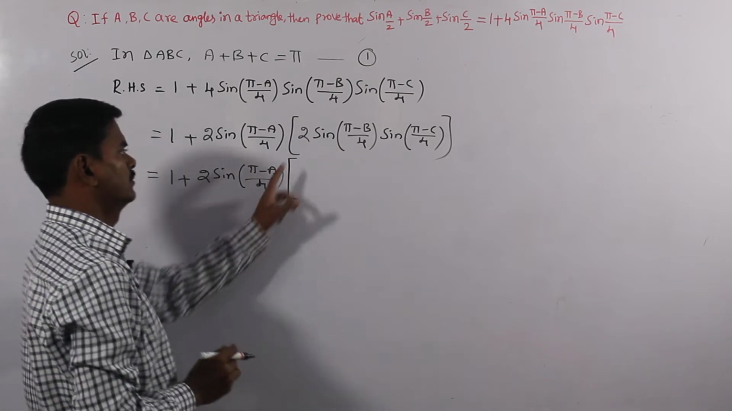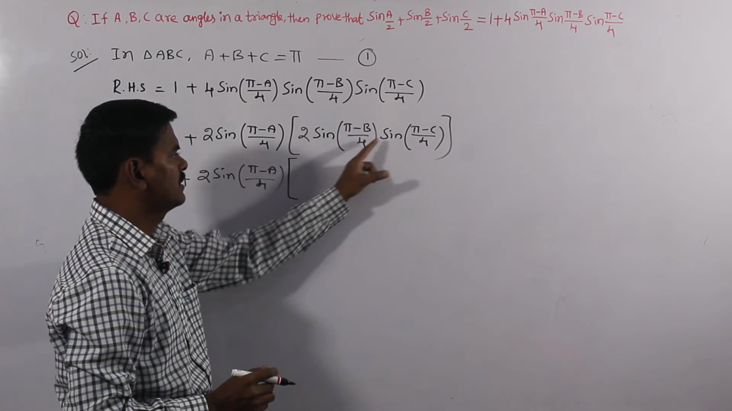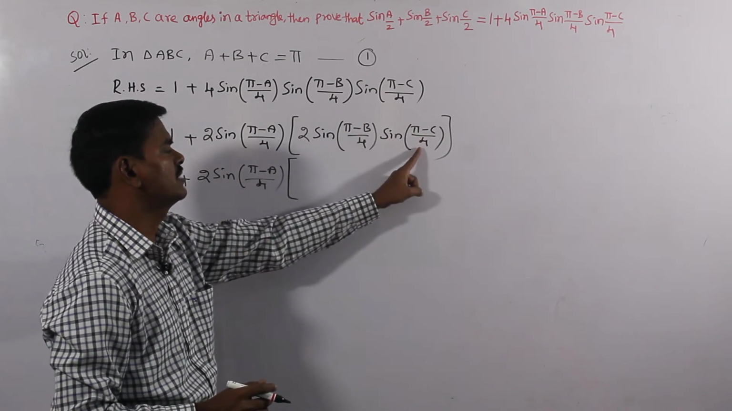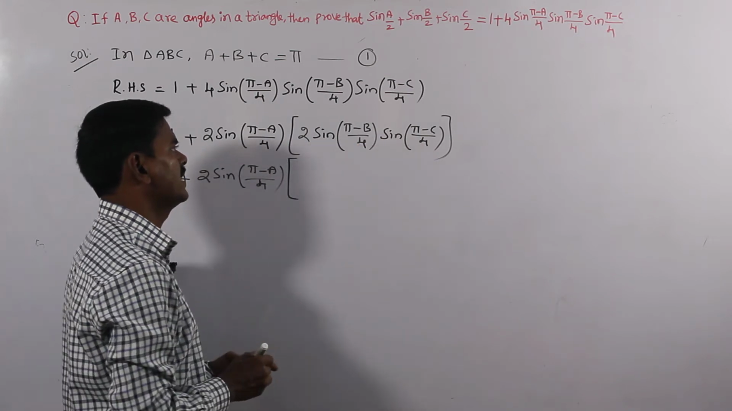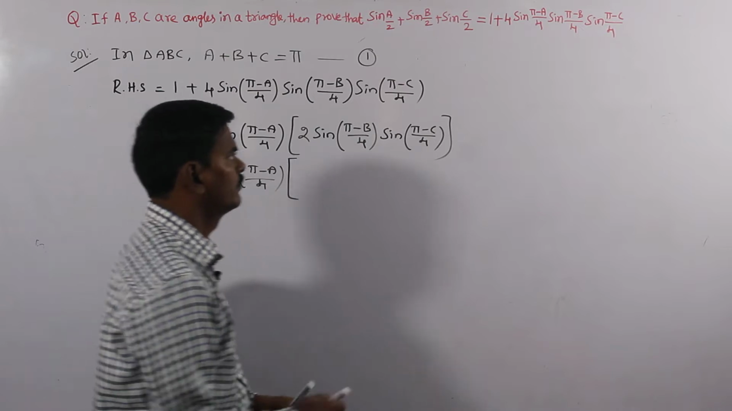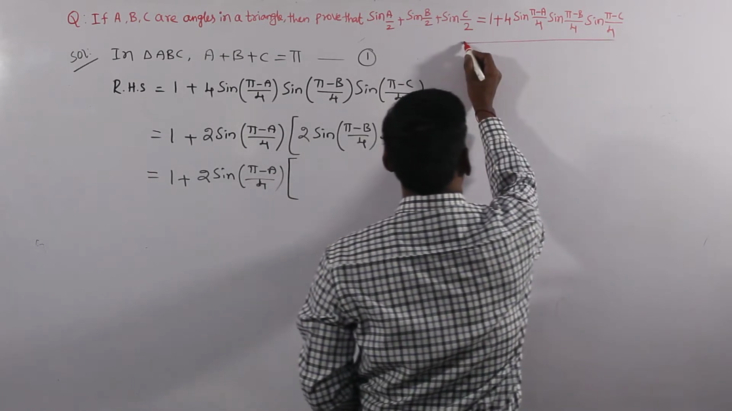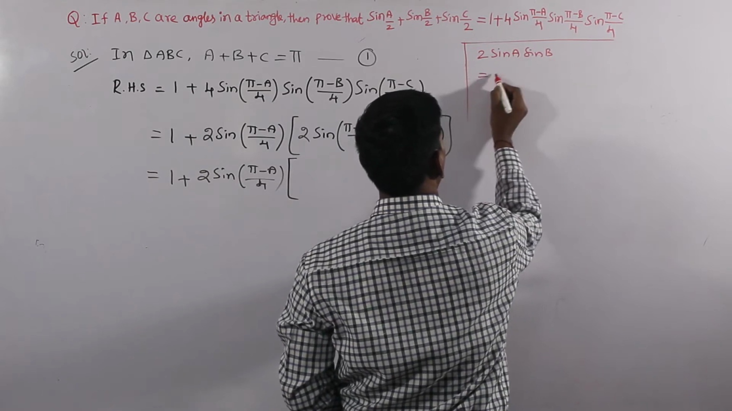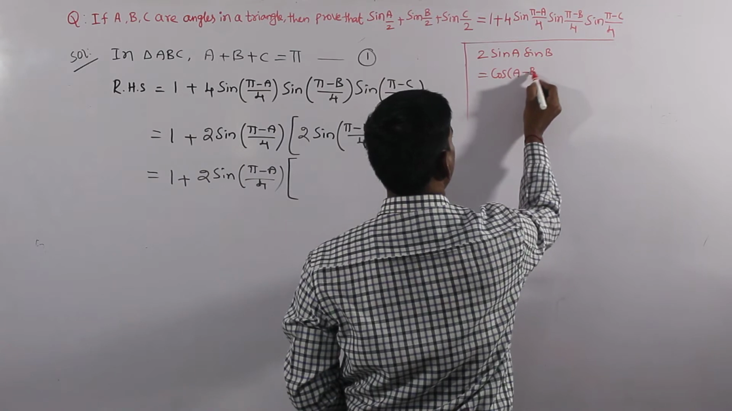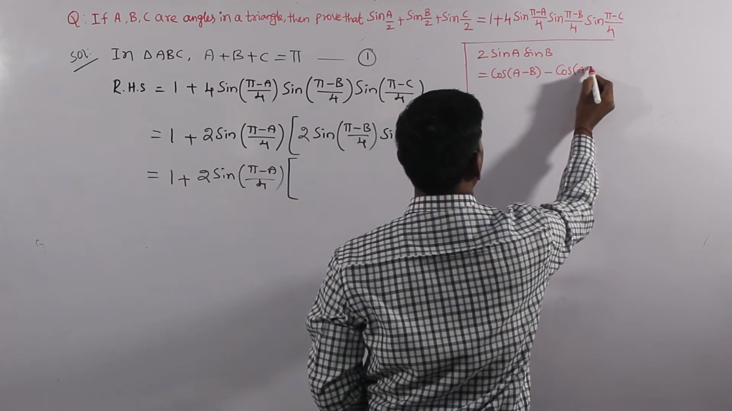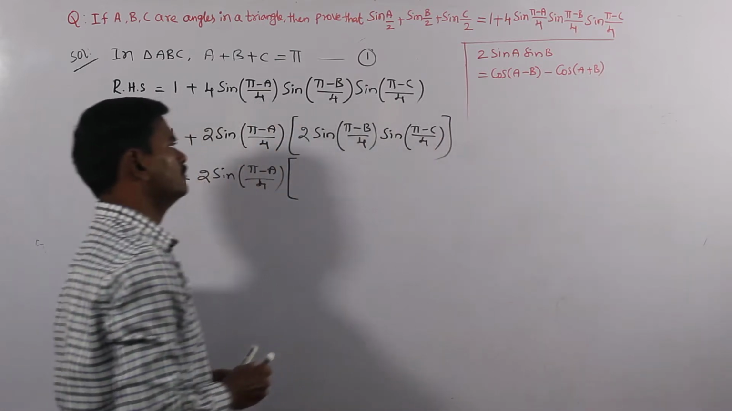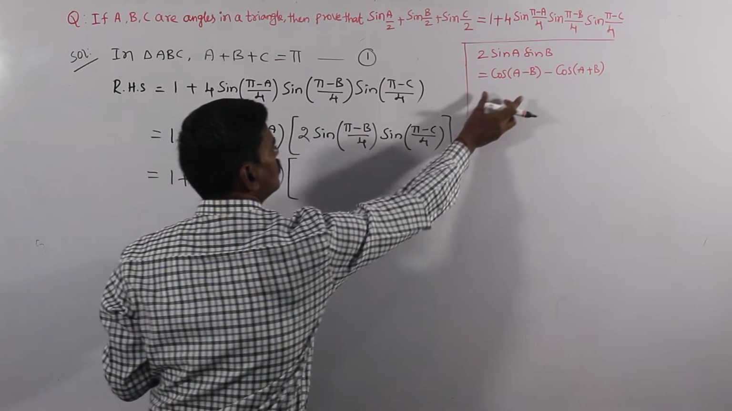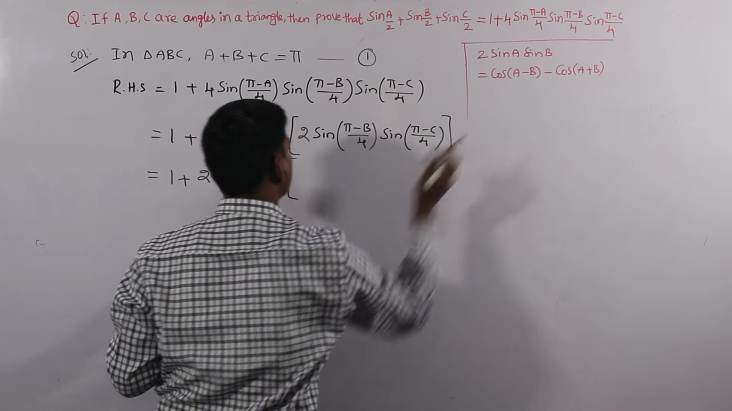Now the bracket expression looks like 2 sin A sin B. If (pi minus B) by 4 is assumed as A, and (pi minus C) by 4 assumed as B, it looks like 2 sin A sin B. Let us recall the formula for 2 sin A sin B. The formula is cos of A minus B minus cos of A plus B. So here in place of 2 sin A sin B, I would like to write the formula cos of A minus B minus cos of A plus B.